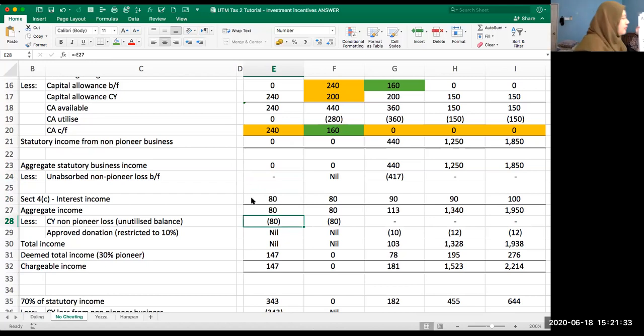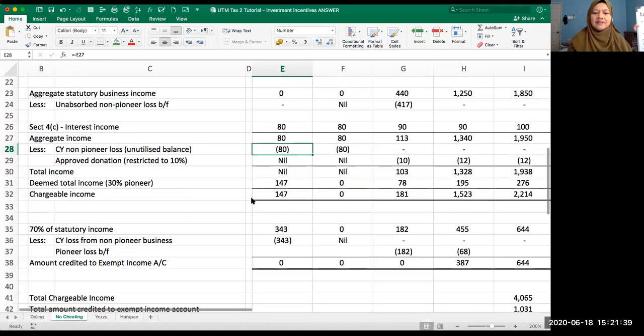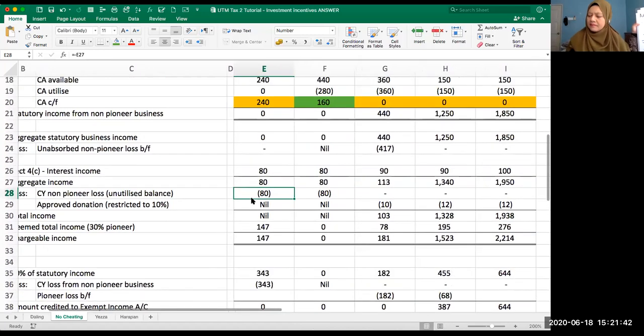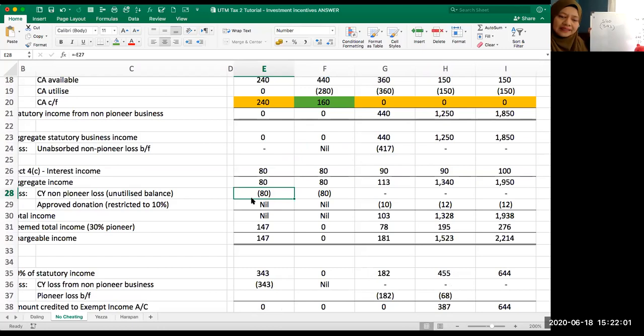520, but how much do you utilize against your 70% abated? The loss is 520 and then you use 343, right? Okay, 343 you utilize against your 70% abated. Remember? We did that just now. And now, all right, you still have a balance. 520 minus 343, you will have 177. So, it means the loss still has a balance.